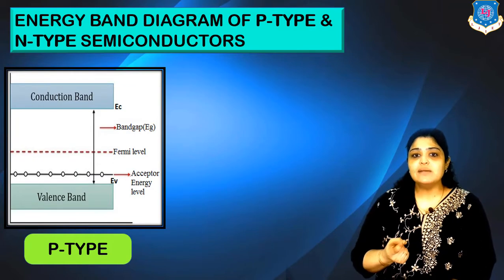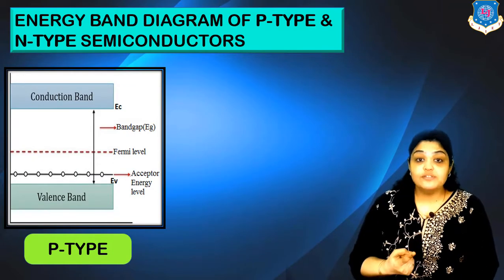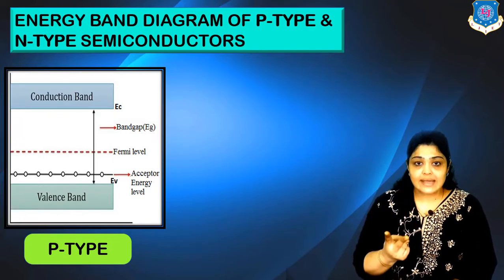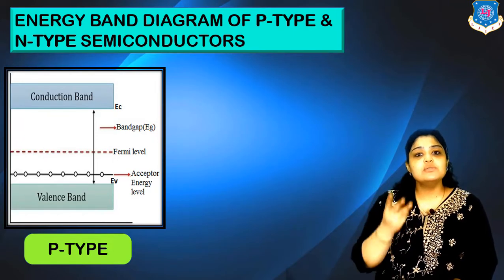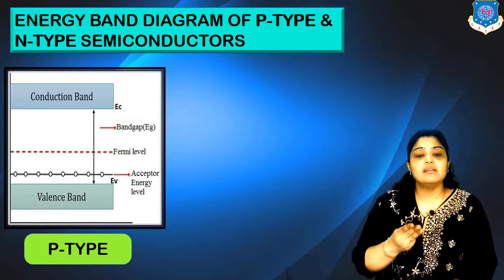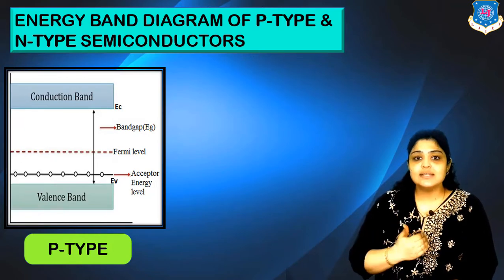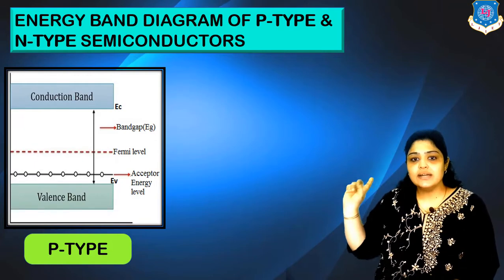Now we know that p-type semiconductor is formed by addition of trivalent impurities. We know that these trivalent impurities are known as acceptor impurities, and we also know that this p-type material has holes as majority charge carriers. So these three things are clear. Now just look at the diagram here.